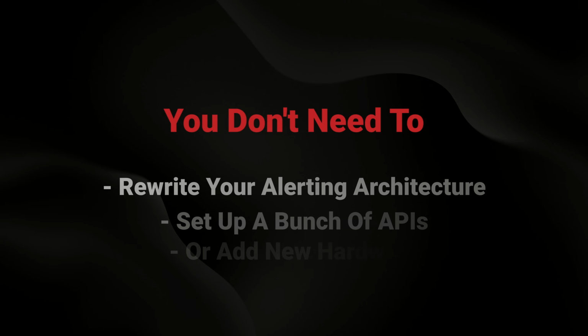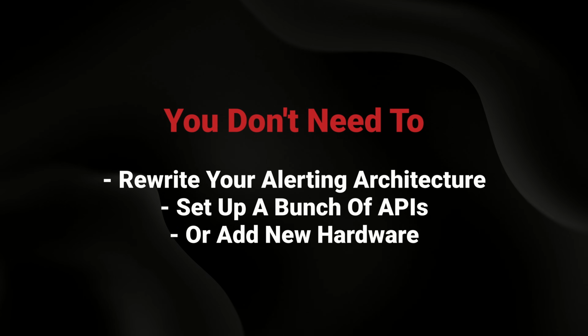That's why at our company, we use text messages for truly critical alerts. They cut through the clutter like emails and push notifications just can't. And they can wake you up even if the Wi-Fi went down in the middle of the night. And the best news is you can get SMS alerts going in a matter of minutes. You don't need to rewrite your alerting architecture, set up a bunch of APIs, or add new hardware.